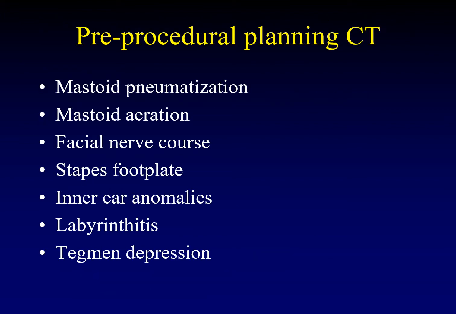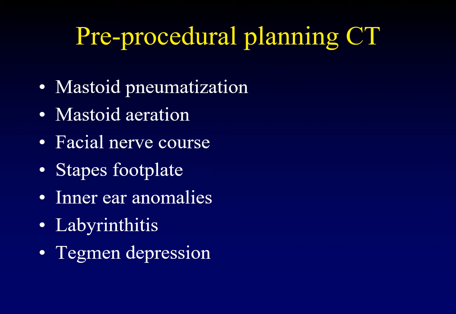Before we do a cochlear implant, it's important to perform a pre-procedural planning CT. And we're talking about adults here. In kids, we usually use MRI because we're looking for cochlear nerve aplasia, as we have talked about before. But in adults, we're looking for different things. So in adults, in our pre-procedural planning CT, here's a checklist of things that you should be looking for in addition to everything else you always look for on a temporal bone CT.